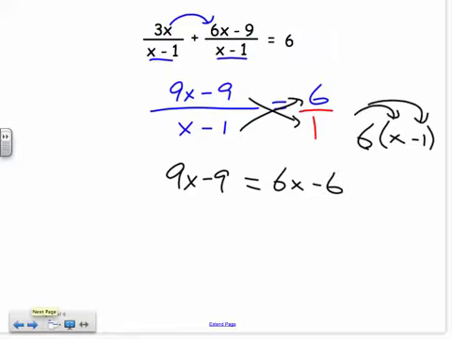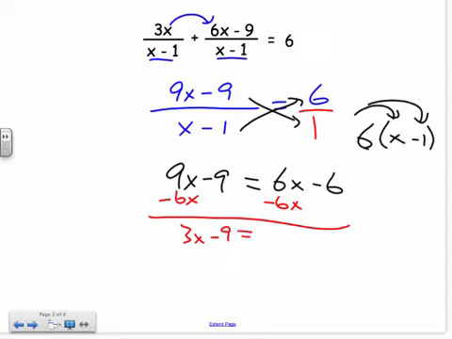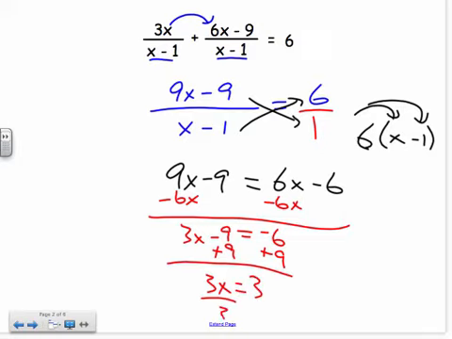Same thing. Now just a little bit of algebra. Subtract your 6x over, and you're left with 3x minus 9 equals negative 6. Add your 9 over, and you have 3x equals 3, and divide by 3 to get x by itself, so x equals 1.